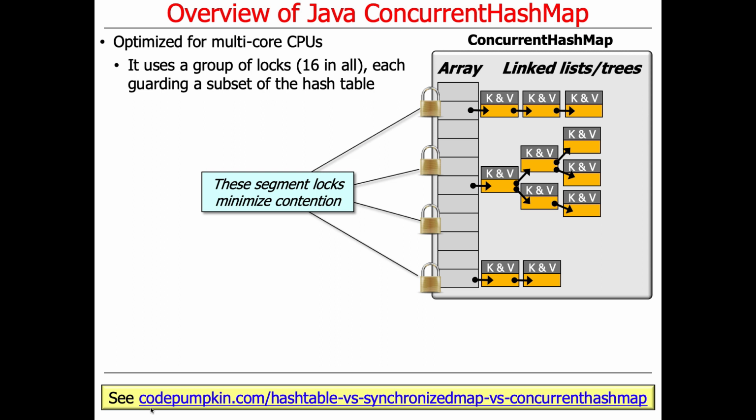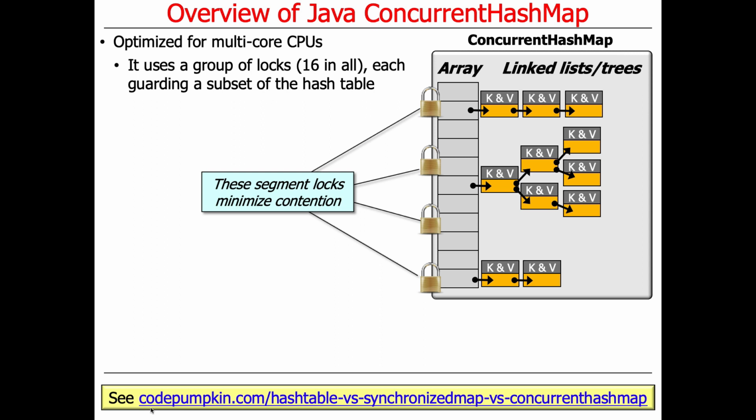So the first thing that the concurrent hash map does that's really cool is rather than just having a single lock for everything, which is the way synchronized maps work, this will have a group of locks, up to 16 in all, each guarding a subset of the hash table. And they're called segment locks.